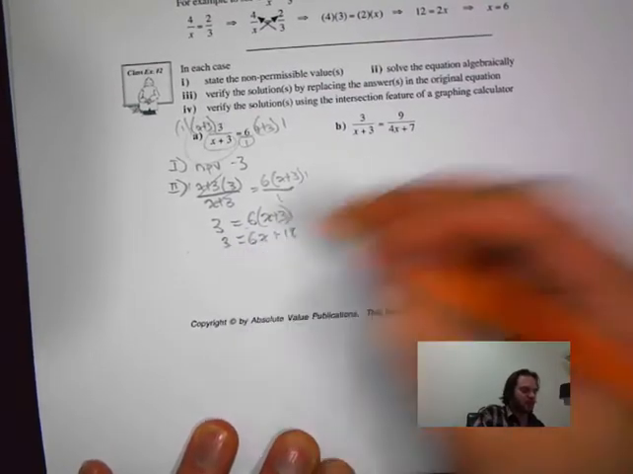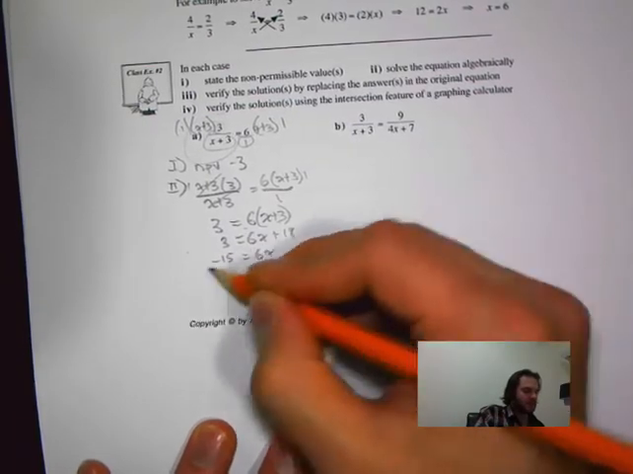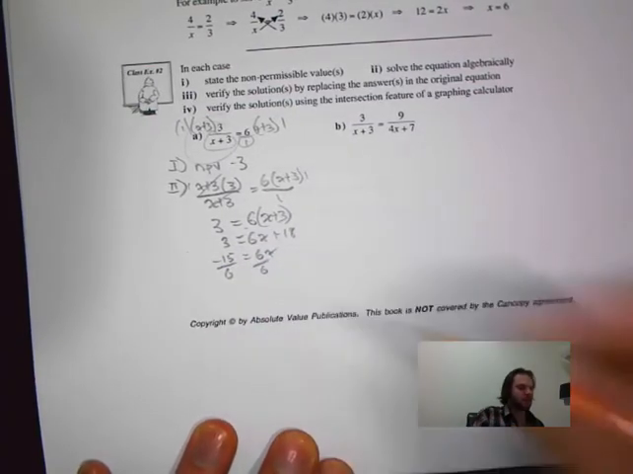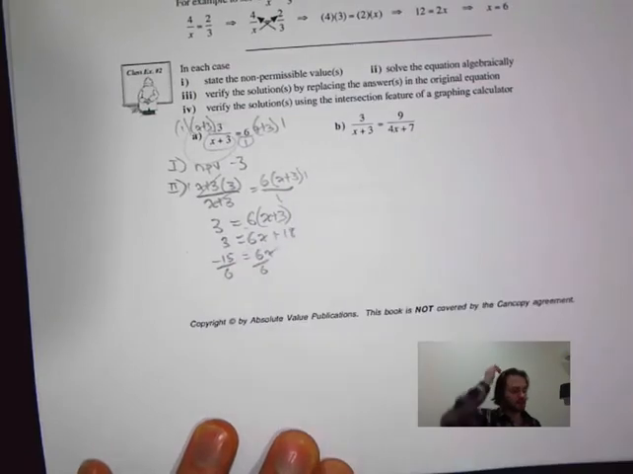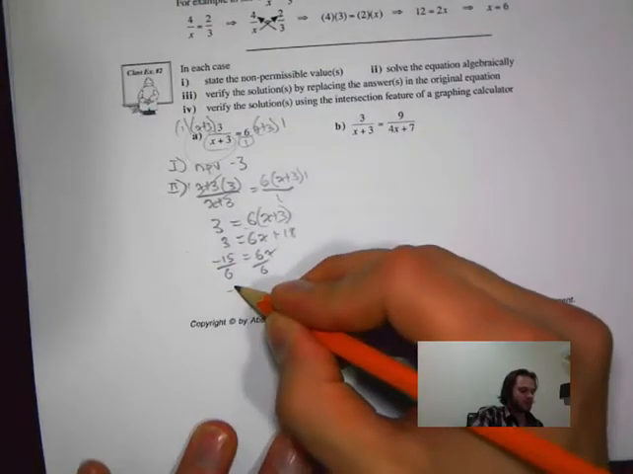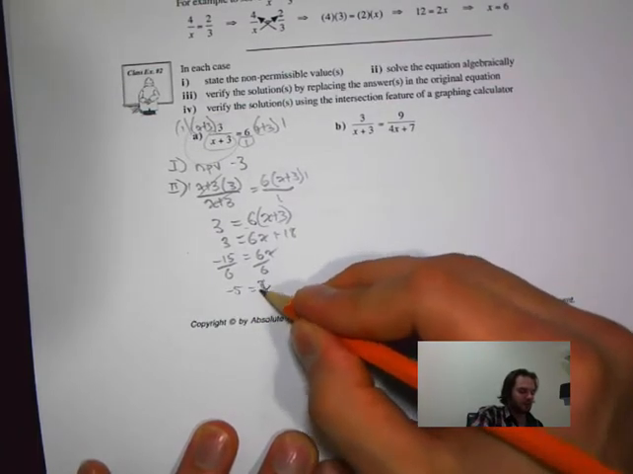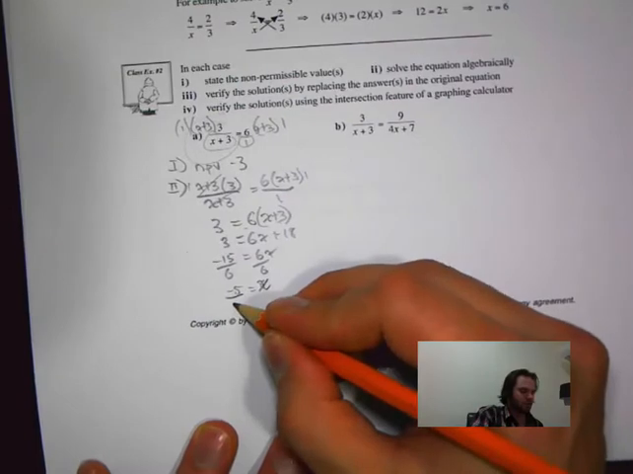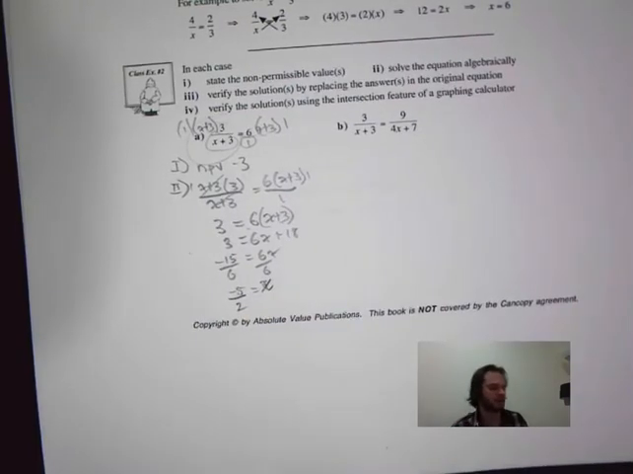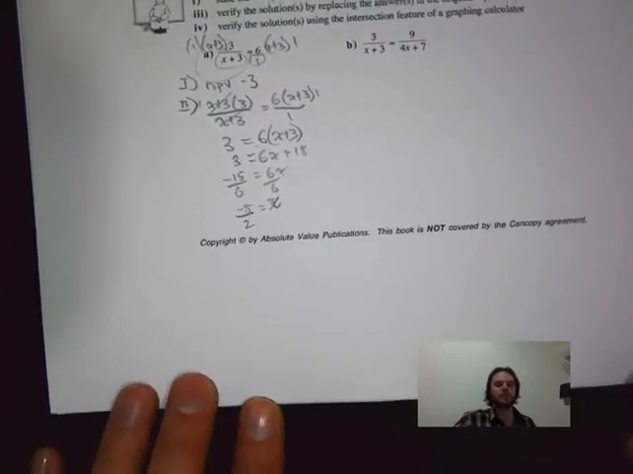So I get negative 15 is equal to 6x, divided by 6, divided by 6. This simplifies down, both of those could be divided by 3. So I'm going to be left with negative 5 is equal to x. Oops, negative 5 over 2 is equal to x. All right?